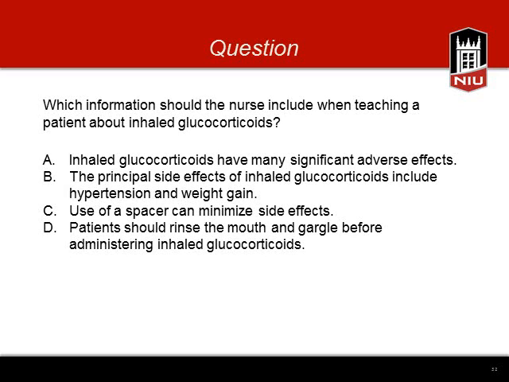Correct answer is C. The inhaled glucocorticoids, or inhaled corticosteroids, are generally very safe. Principal side effects are risk of oropharyngeal candidiasis, maybe some dysphonia, which can be minimized typically using a spacer device during administration, and rinsing the mouth and or gargling after use.